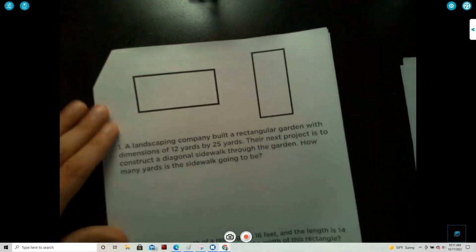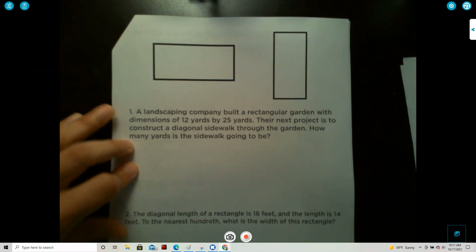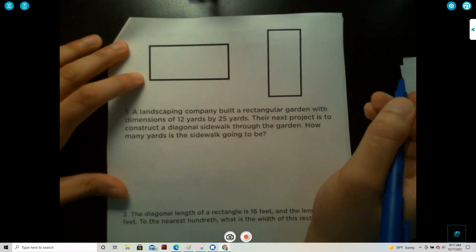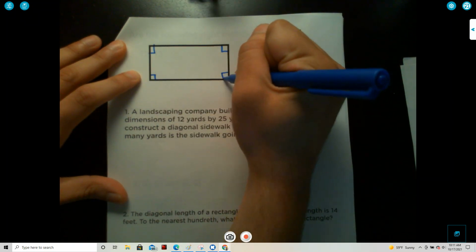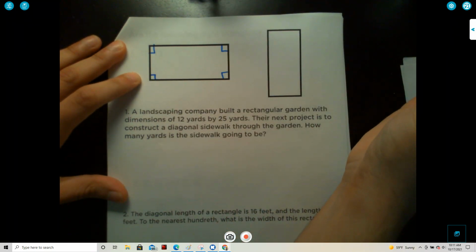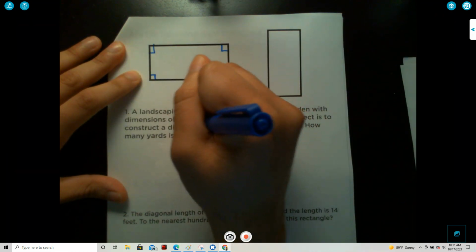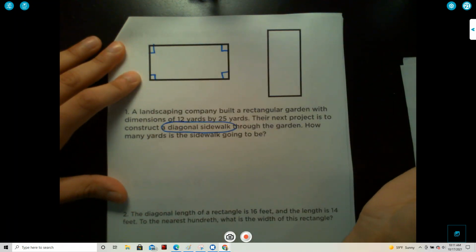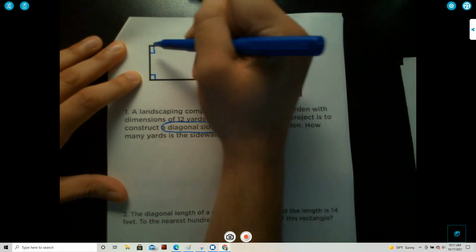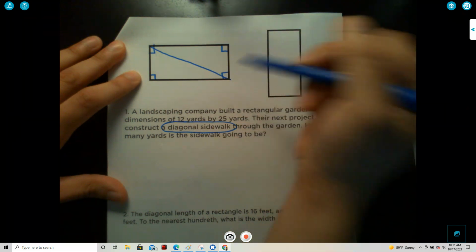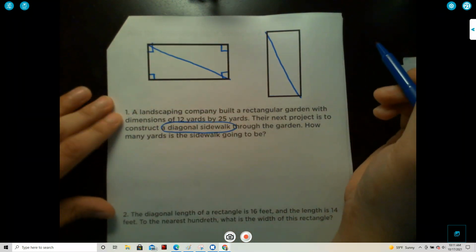All right, what you also need to know is when it comes to rectangles, you need to know that this side, this side, this side, and this side are perfect 90-degree angles. And when they say something about cutting diagonally, so diagonal sidewalk in this example, always draw out a picture, that's where your diagonal is going to be. So if you did it like this, then your diagonal would be like that.